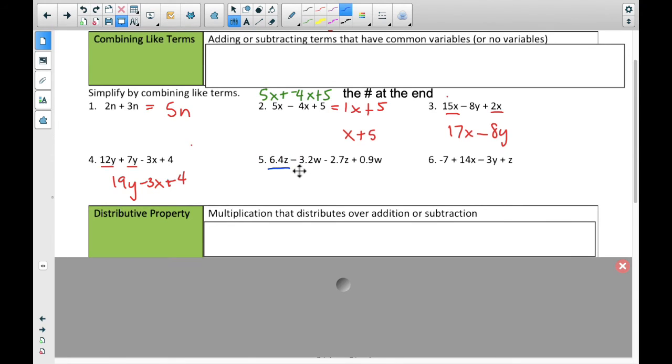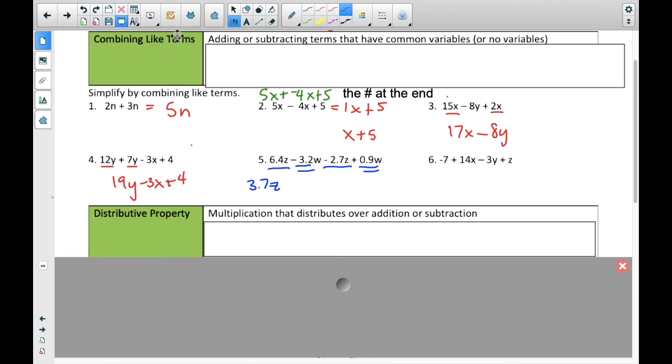6.4z, that has a z in it. Negative 2.7 also has a z. We want to keep those together. The w's, we want those to go together also, but separate from the z's. So 6.4 minus 2.7 on your calculator. When you do that, what do you get? You should get 3.7z.